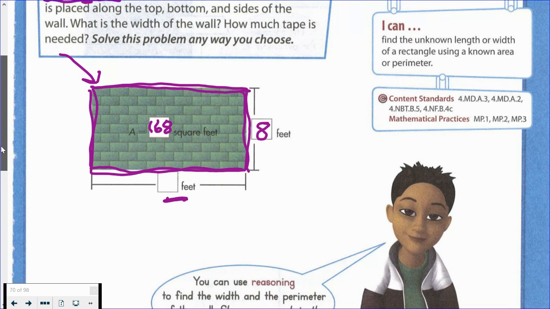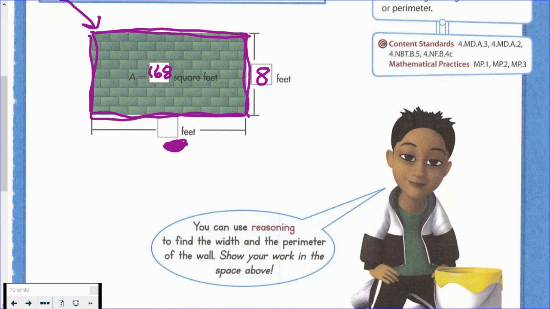Okay, so to answer the first question, what is the width of the wall? We have to figure out this missing number here. Okay, so what do we already know? Well, we already know the area. So let's use that formula to help us. Okay, so you're going to start by writing the formula. Area equals length times width. Now, you may have noticed I used a cursive L. I did that on purpose so I don't get it confused with the number 1. Okay, so step 1 is always to write the formula.